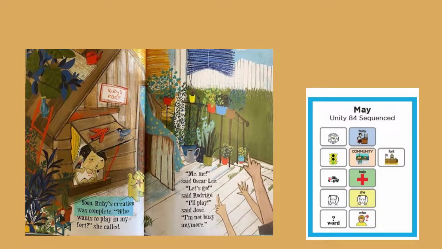Soon Ruby's creation was complete. "Who wants to play in my fort?" she called. "Me," said Oscar Lee. "Let's go," said Rodrigo. "I'll play," said Jose. "I'm not busy anymore."